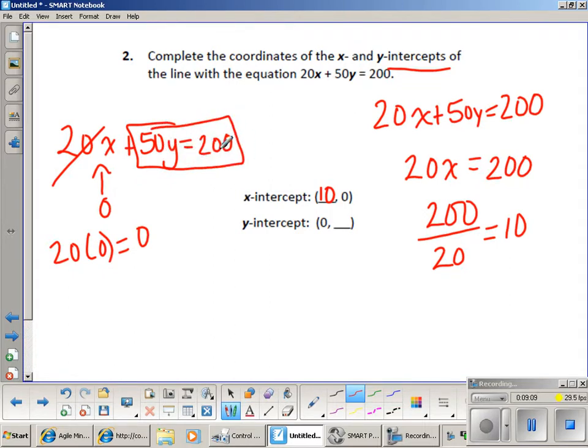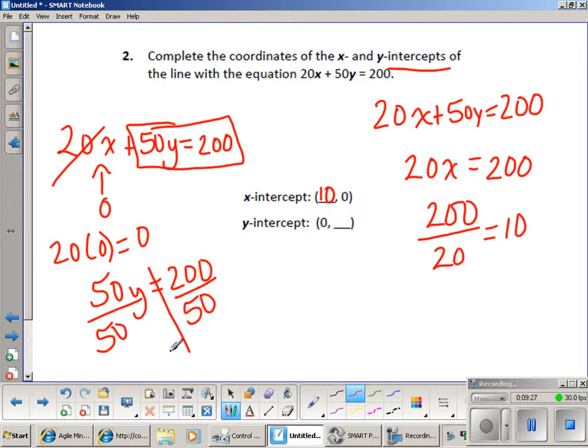So really, if I'm thinking 50 times what equals 200, how am I going to undo that? That's really just 200 divided by 50. What is y? Well, that's 4. 50 times 4 equals 200. So what is my y-intercept? It's at (0, 4). Do you guys remember that now?